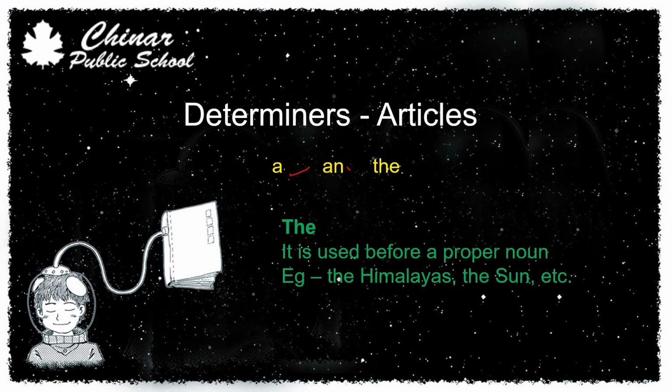Let's go to the next article, the. Again, you already know the is used before a proper noun like names of rivers, mountains, trains, buildings, solar system planets, the sun, the moon, the Himalayas, the Mount Everest, etc.